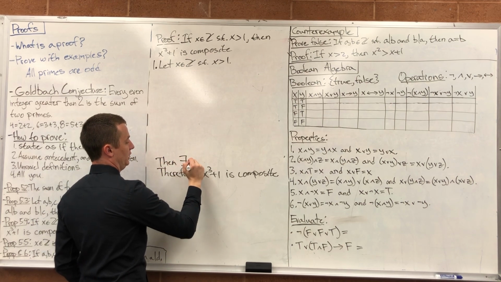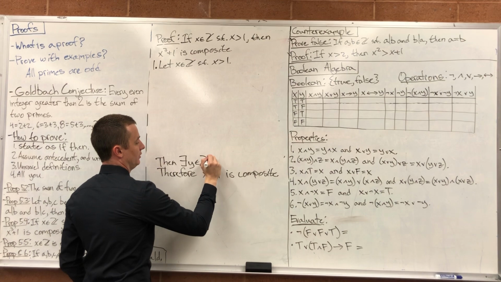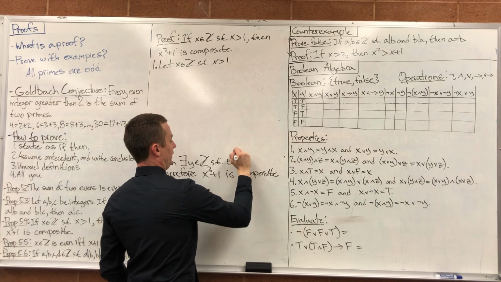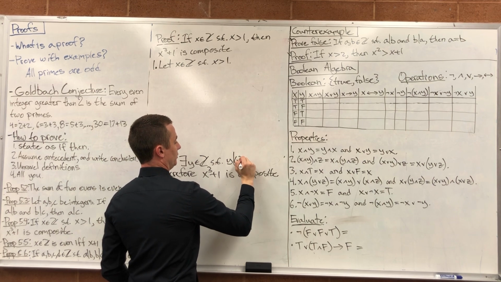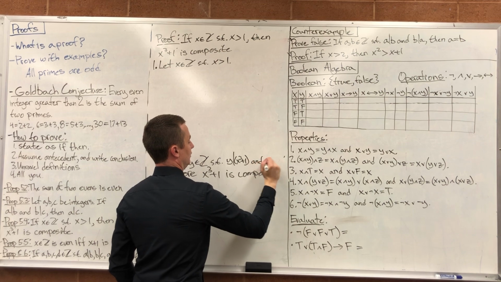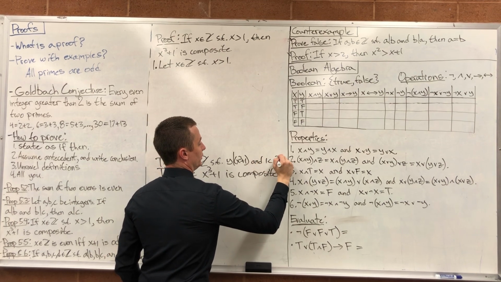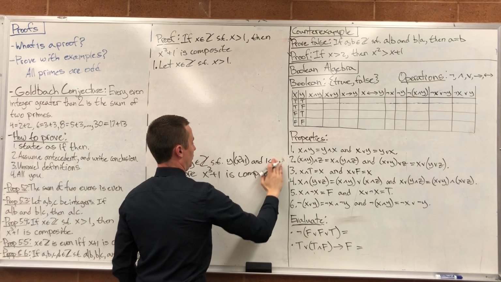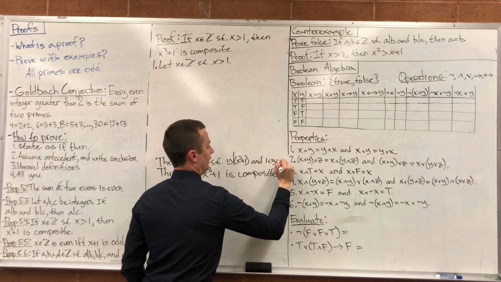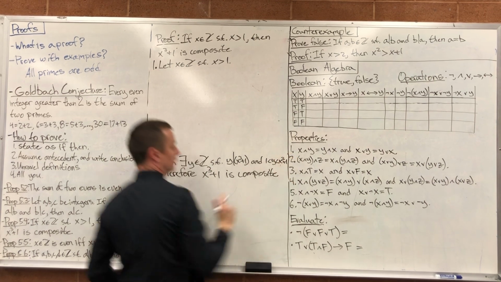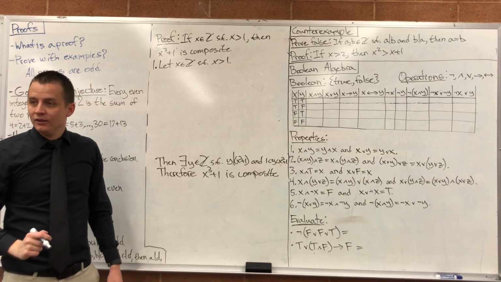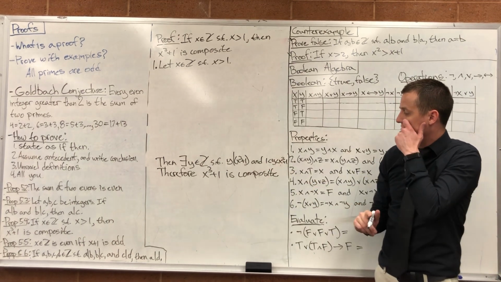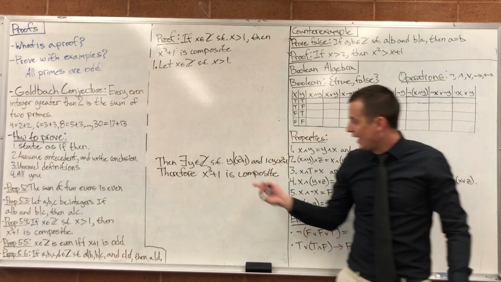Then there exists some integer, we'll call it y in Z, such that y divides x cubed plus 1, and 1 is less than y is less than x cubed plus 1. Right? Now we've got to find this y. We've got to find some y that's always between 1 and x cubed plus 1 that divides x cubed plus 1.